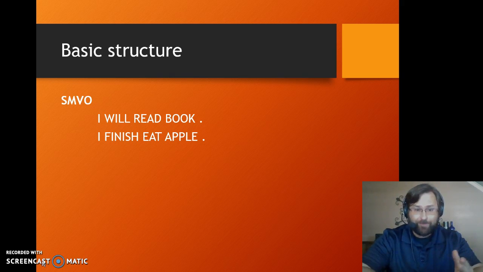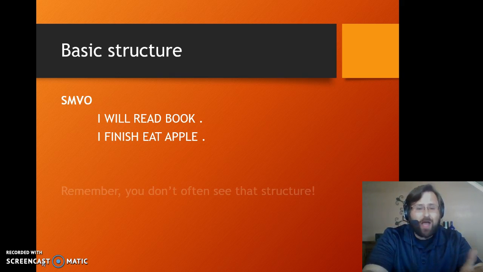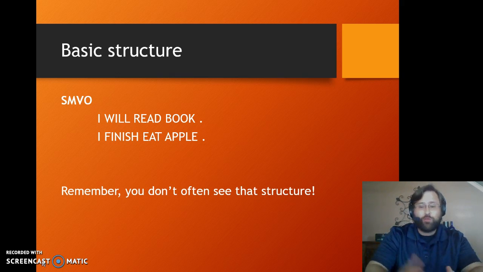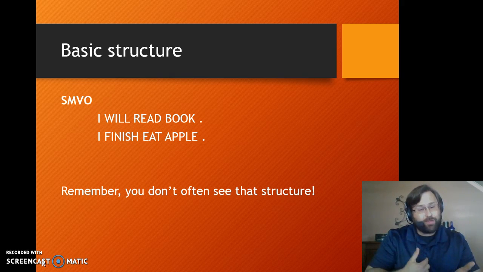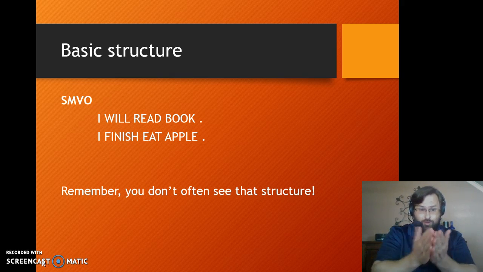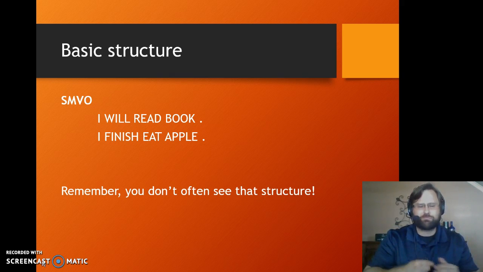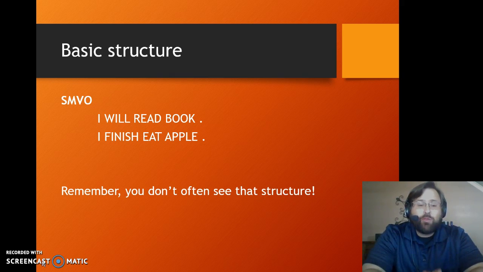Now, remember, this is the basic structure, but this is not the structure that you're normally going to see. You might have the book as a topic of the sentence. So you would then have that first sentence. You might have the subject at the end of the sentence as a pronoun as well. So you might have the same with the sentence, I finish, eat apple. You could move that around in lots of different ways. In fact, the modal can also be moved according to a couple of possible transformations.